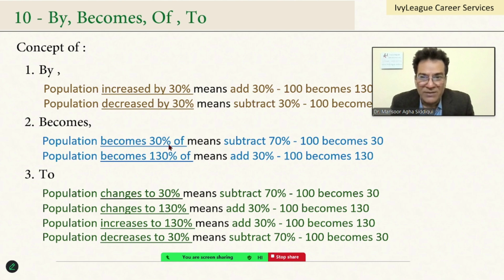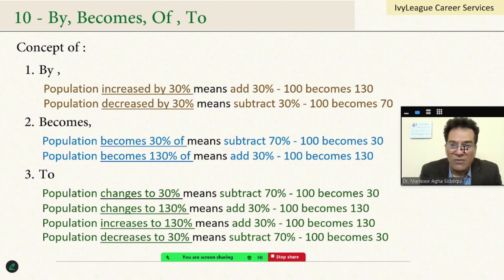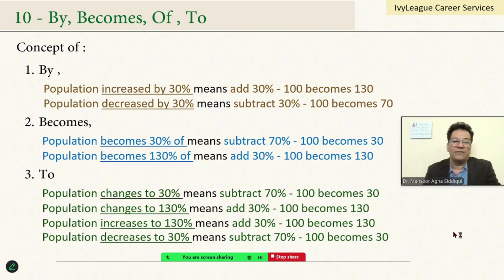When the population becomes 30% of a particular value, it basically means we have to subtract 70% of the value. So if the population was 100, it becomes 30 now. If the population becomes 130% of the previous population, it basically means you have to add 30% to it. Or if it previously was 100, now it becomes 130. Either write it down completely or else take a screenshot of the slide.